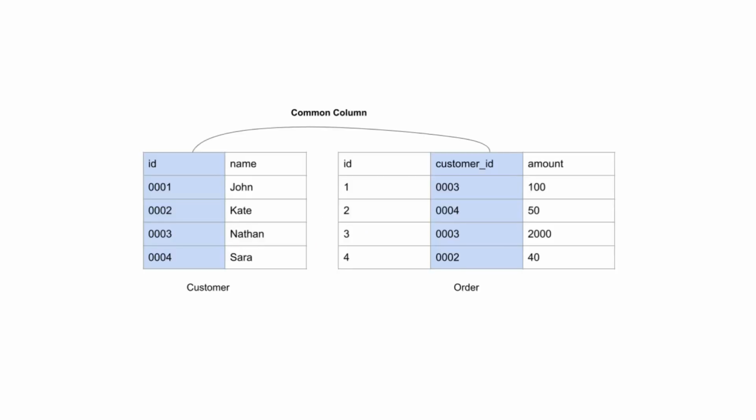Let's look at this example. We have a customer table with ID and name, and another table, order table, with ID, customer ID and amount. This ID is the order ID. The customer ID in the order table refers to the ID in the customer table, and that's our link. This shared column is what join uses to bring the data together. Now let's see the types of joins.